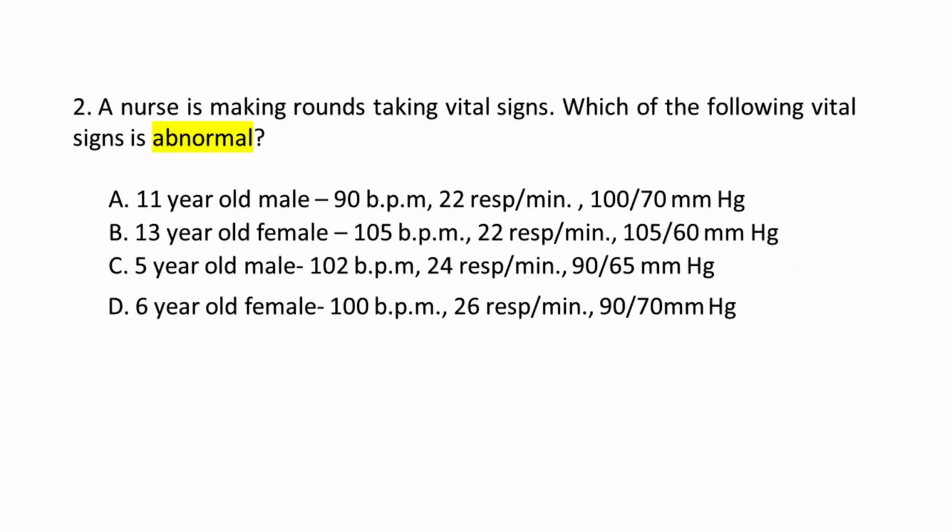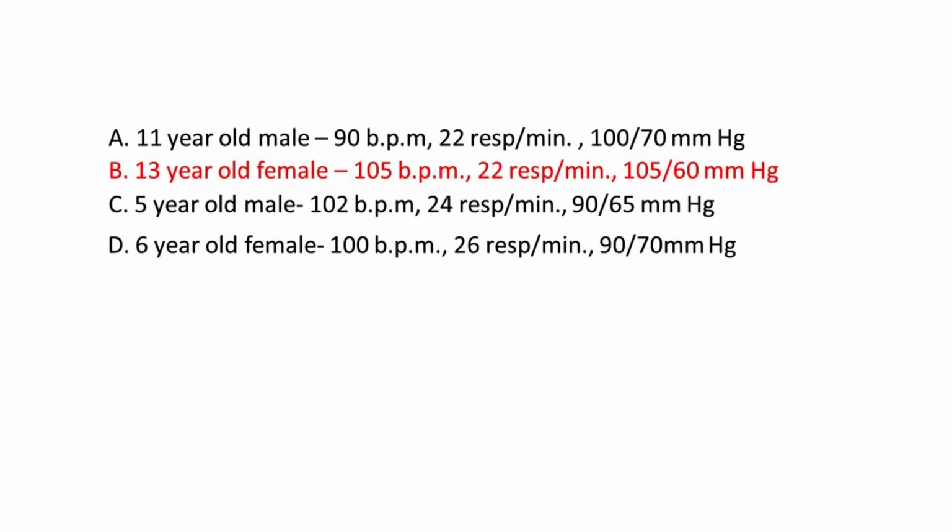2. A nurse is making rounds taking vital signs. Which of the following vital signs is abnormal? A. 11-year-old male, 90 bpm, 22 resp/min, 100/70 mmHg. B. 13-year-old female, 105 bpm, 22 resp/min, 105/60 mmHg. C. 5-year-old male, 102 bpm, 24 resp/min, 90/65 mmHg. D. 6-year-old female, 100 bpm, 26 resp/min, 90/70 mmHg. The answer is B. 13-year-old female, 105 bpm, 22 resp/min, 105/60 mmHg.